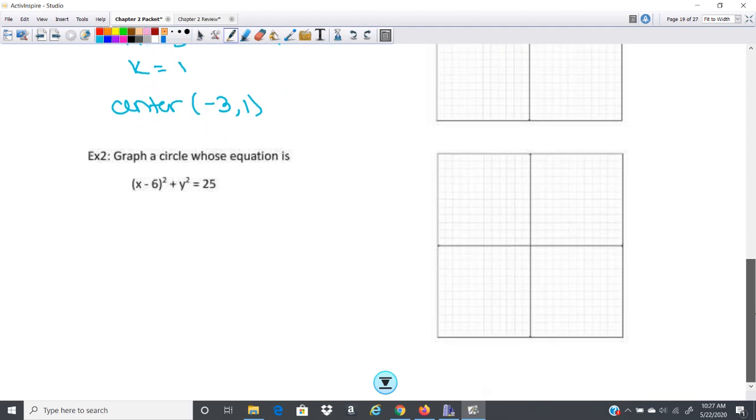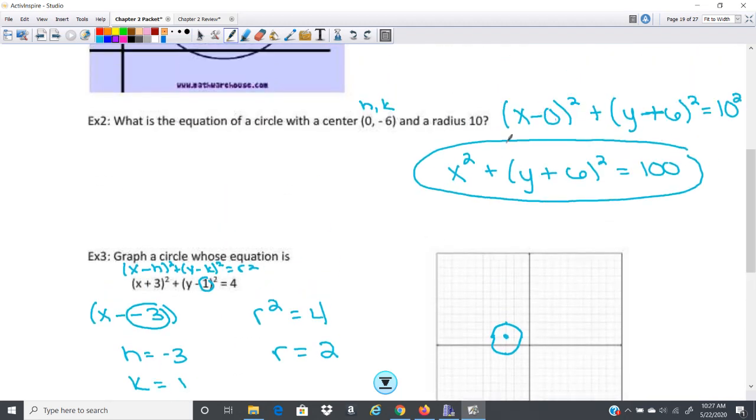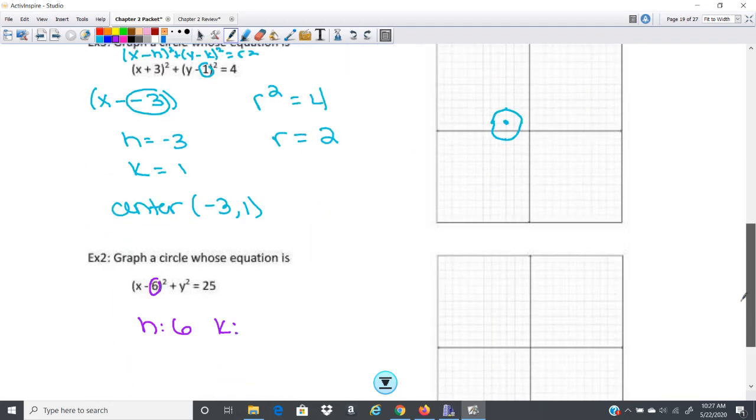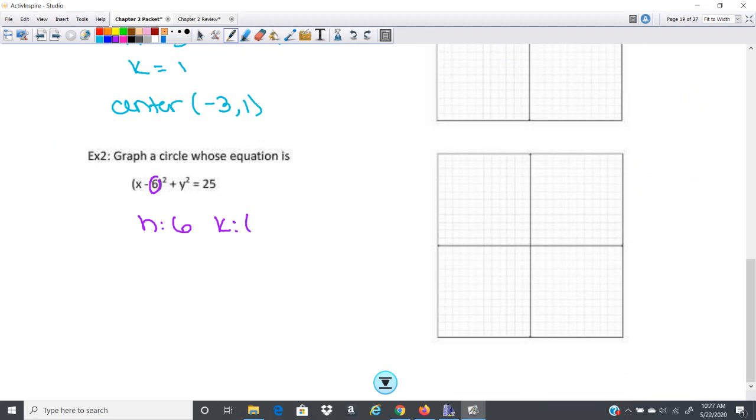Let's try again. So here I have (x minus 6) squared plus y squared equals 25. So h is going to be right here, 6. K, well, I don't have a y minus k. So remember the instance up here where when I had -0, I didn't have anything with the x. So that would mean the k is 0. So (6, 0) is my center. And then r squared is going to be 25, which means my radius is going to be 5.